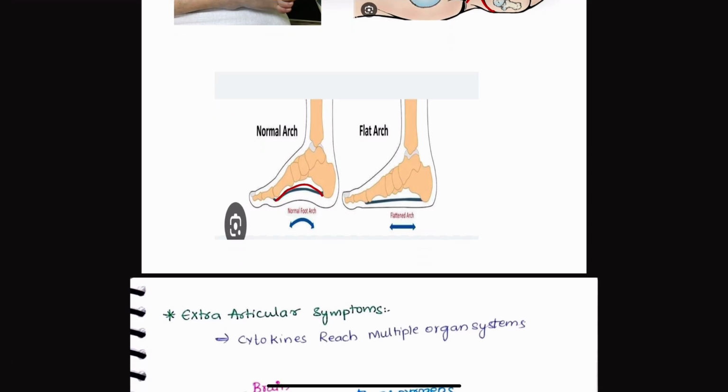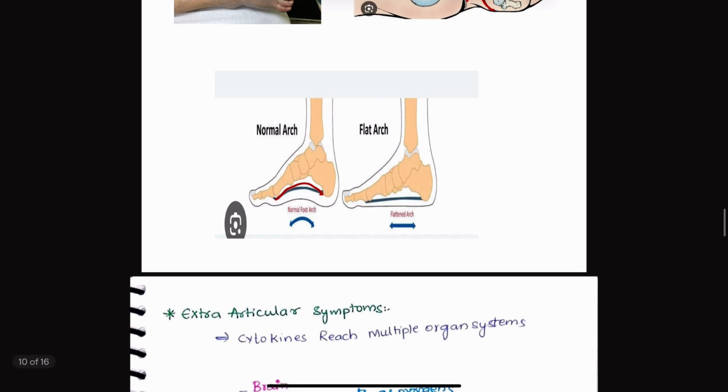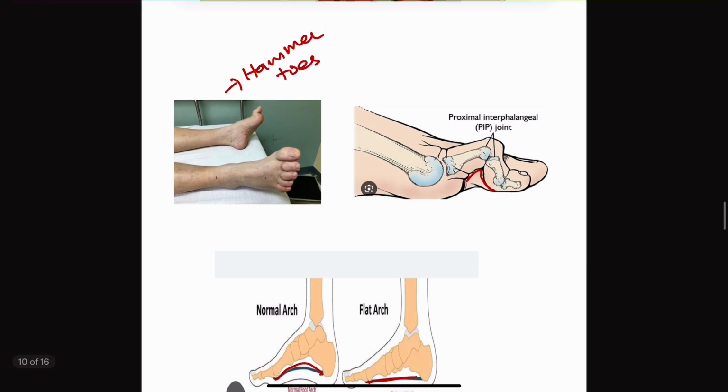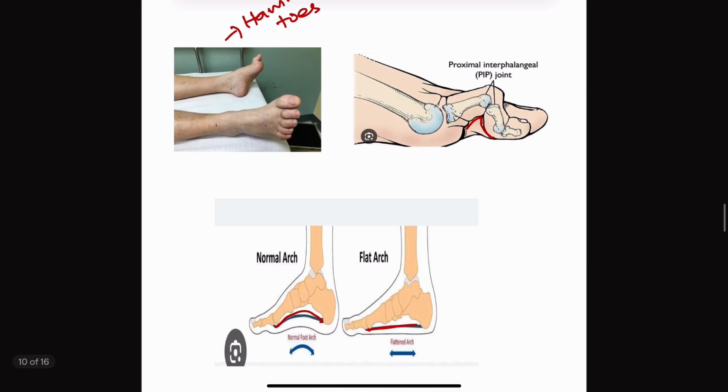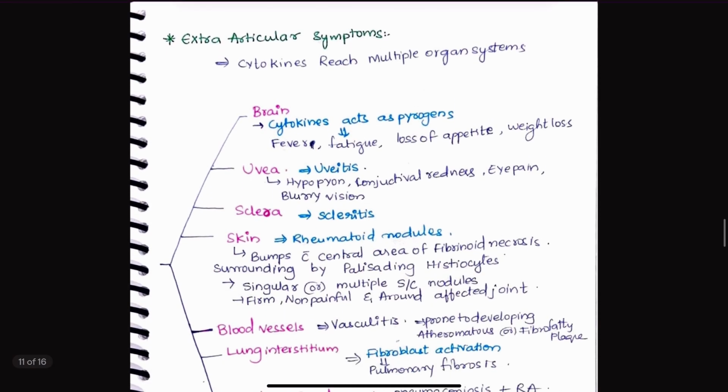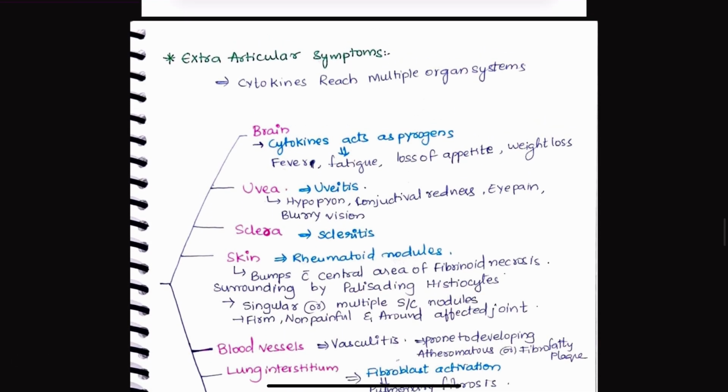Normally we have an arch, but in pes planus we lose that arch. So in rheumatoid arthritis also we lose the arch and there is a formation of pes planus. Okay, so these are the deformities we see in both upper limb and lower limb. And in upper limb, we have also seen the reversible and irreversible deformities. Fine. So we have seen the articular symptoms.